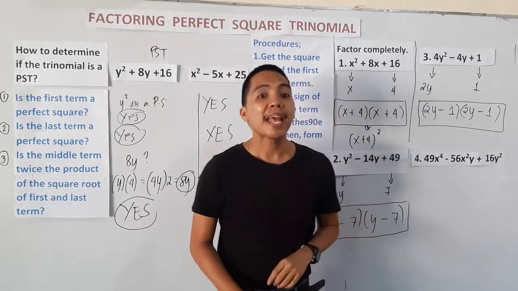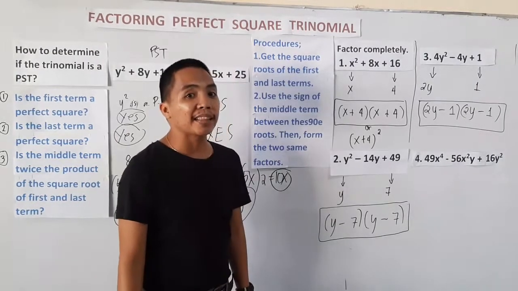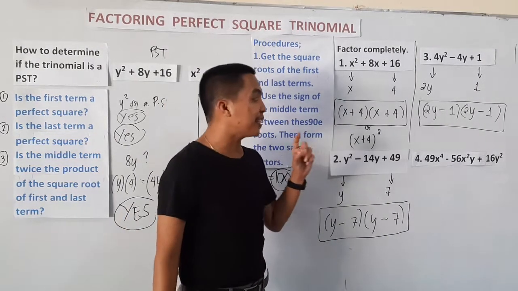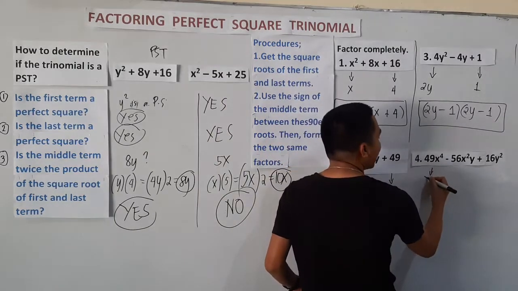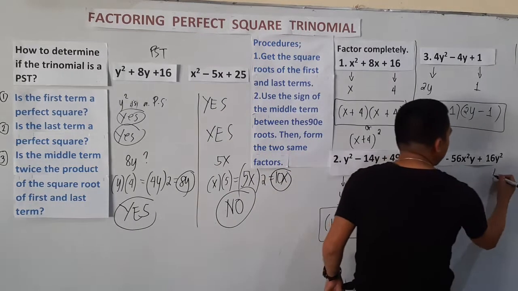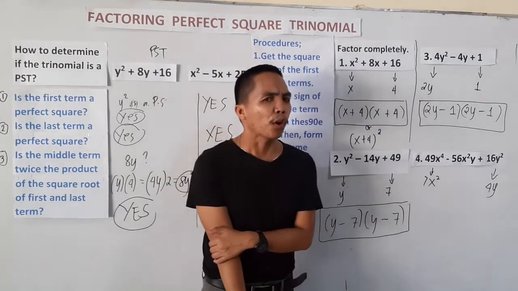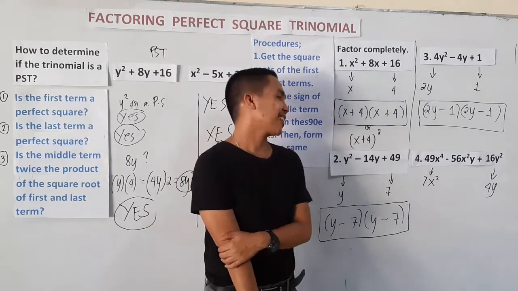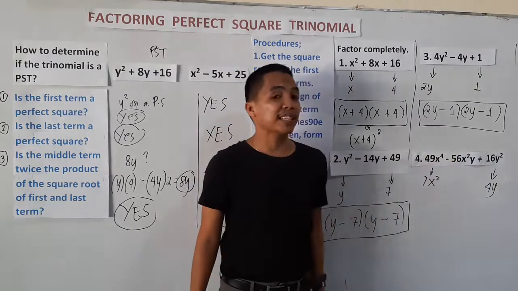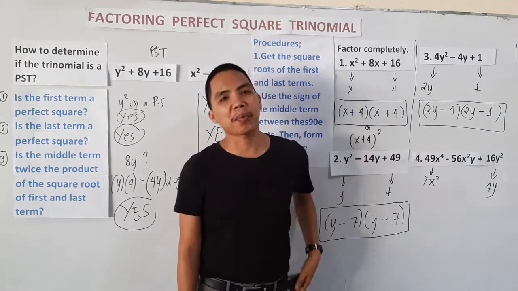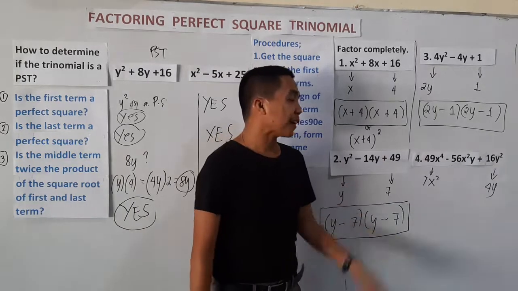The middle term. Is the middle term twice the product of the square root of the first and the last? So, anong square root ng 49x to the 4th? 7x squared. Square root of 16 is 4y. 7x squared times 4y, 28x squared y. Times 2, that's 56. Meaning, perfect square trinomial siya. Okay. Let's factor this one.